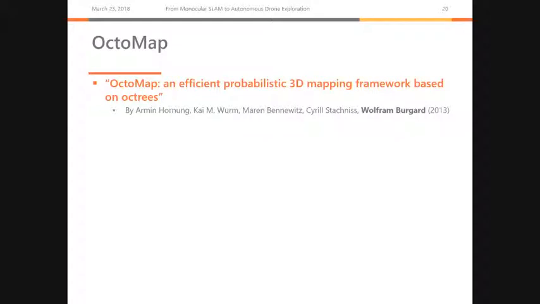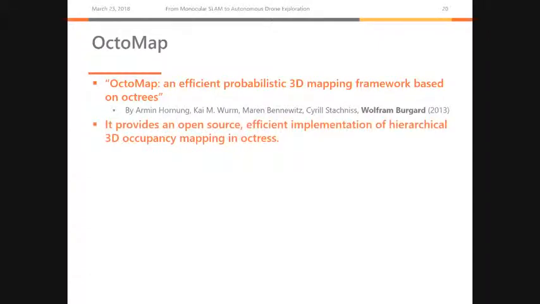So before we go into the method that they use for exploration, this is the framework that they use for their occupancy map. It's called Octomap. An Octomap is an open source, efficient implementation of occupancy mapping with octrees.